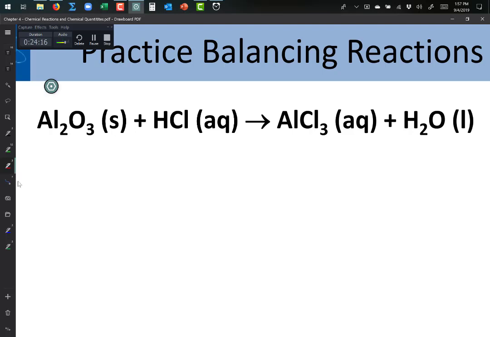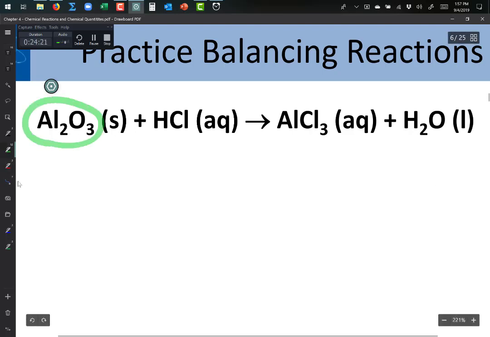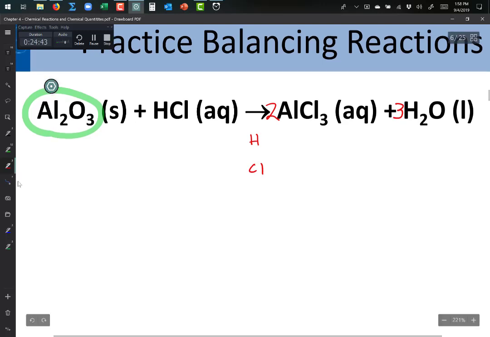Okay, so what did I start with? Yeah, see, it's not too bad, huh? And so then what do I have to do? How many aluminums do I need? 2. Okay. And then how many oxygens do I need? Okay. So now I've done the aluminum, I've done the oxygen, so I need the H, right? And the Cl, so this is what I was talking about. Just do the things that are left over.